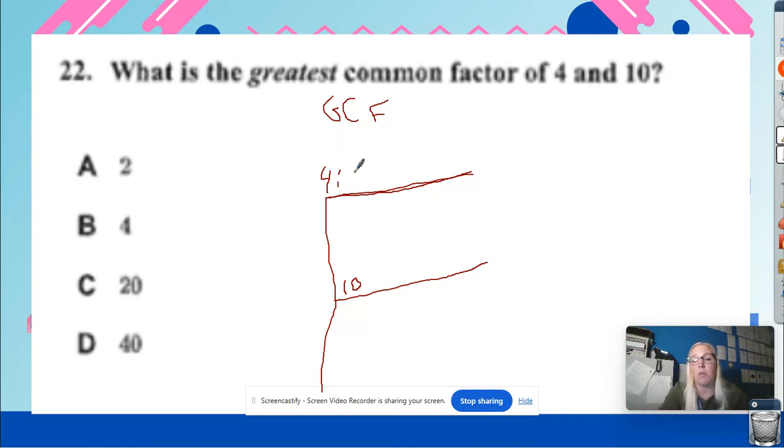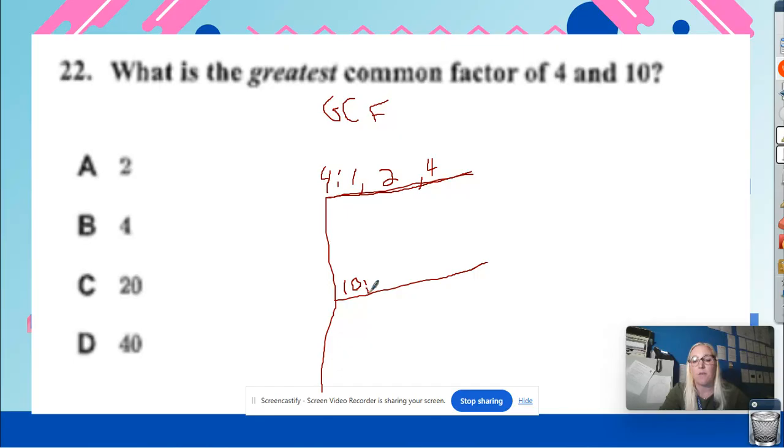So what can be multiplied to get to 4? 1 times 4, and I leave space in the middle, and I put a comma. 1 times 4 is 4. And then 2 times 2 is 4. 2 already repeats itself. Those are all the options for factors of 4. The factors of 4 are 1, 2, and 4.